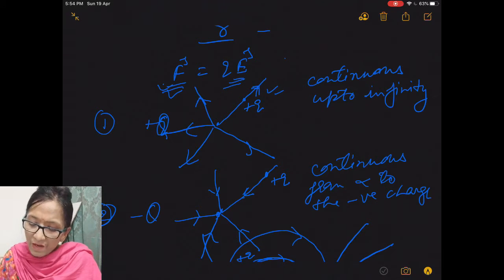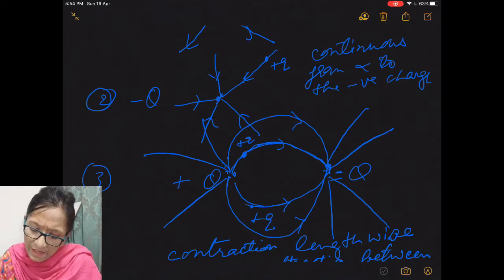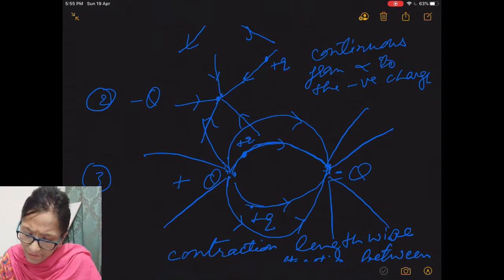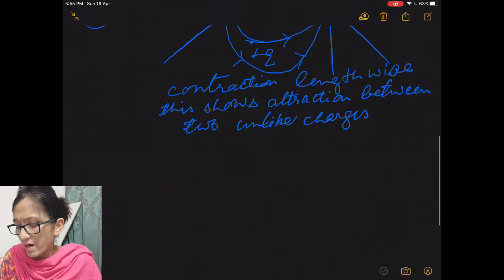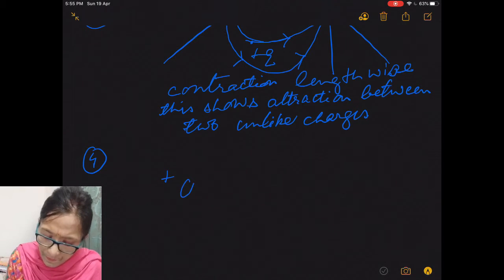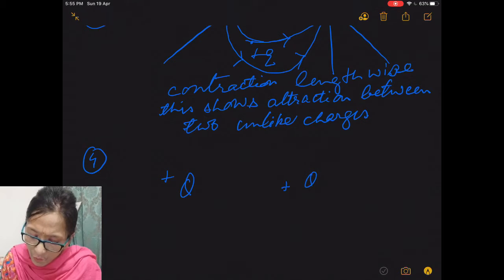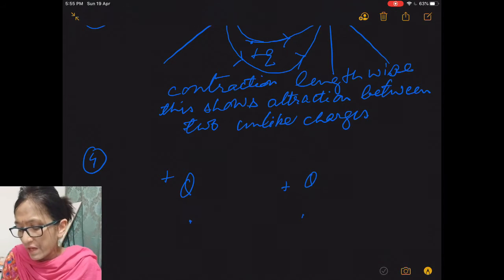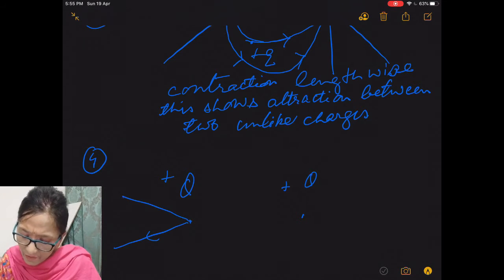So we learn how this arrow sign gives the direction of electric field in all the cases. And here in the third case we find that these arrow signs are away from the positive charge and towards the negative charge. Now the fourth case: if we have two like charges only, either both positive or both negative. Let me take two positive charges only.